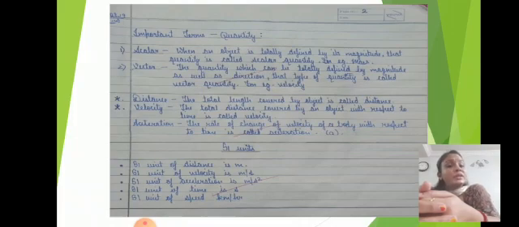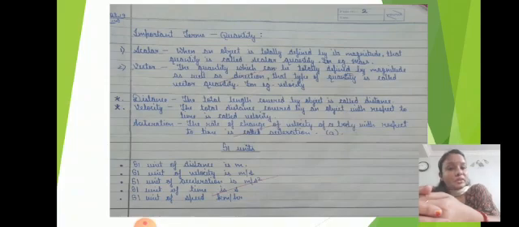The total length covered by an object is known as the distance. Velocity: the total distance covered by the object with respect to the time is known as velocity. Acceleration: the rate of change of velocity with respect to the time is known as acceleration. It is denoted by a.